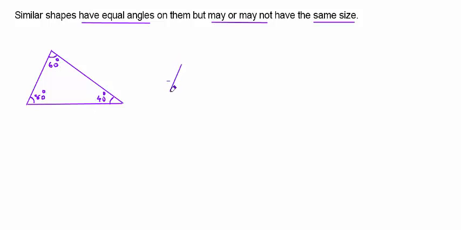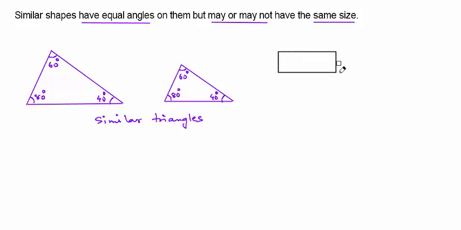Another scalene triangle with exactly the same angles of 40 degrees, 80 degrees and 60 degrees is said to be similar to this one. So we call them similar triangles because they have equal angles, but they do not have the same size.